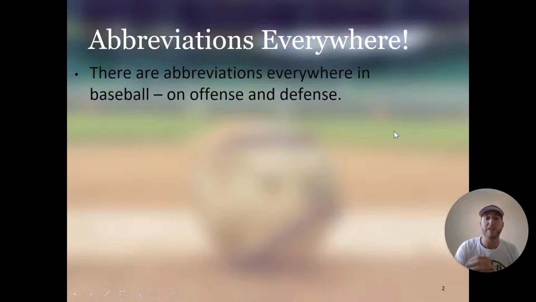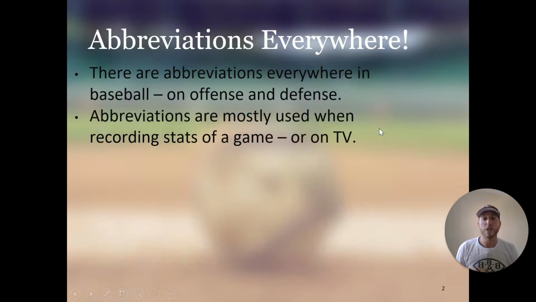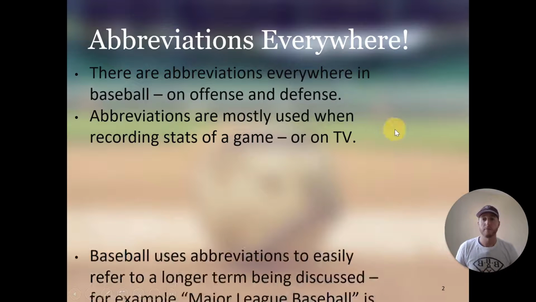There are abbreviations everywhere in baseball on offense and defense. Abbreviations are mostly used when recording stats in the game or on TV. In the stat book, they have columns that are really small that they have to write in, so they use abbreviations there. And on TV, they only have a small amount of space to do little blurbs or little words, so they use abbreviations because they have such a small space to write in.